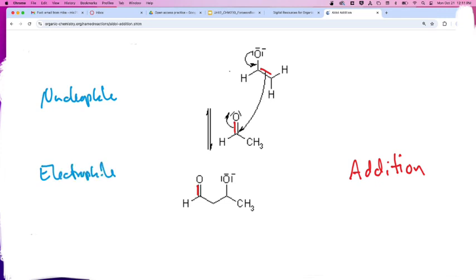What do I know about nucleophiles and electrophiles? Nucleophiles donate electrons to form a bond. What do electrophiles do? They accept electrons to form a bond. Okay. Does that help you decide which one is the nucleophile or the electrophile? If the answer is yes, that's fine. Keep your mouth shut. If it's no, let me know.